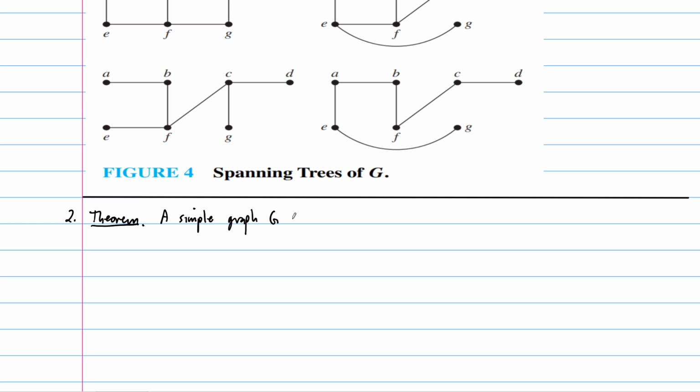So a simple graph G is connected if and only if it has a spanning tree. And remember, if and only if goes both ways, right? So you could read this as: a simple graph G has a spanning tree if it's connected, or only if it's connected, right?